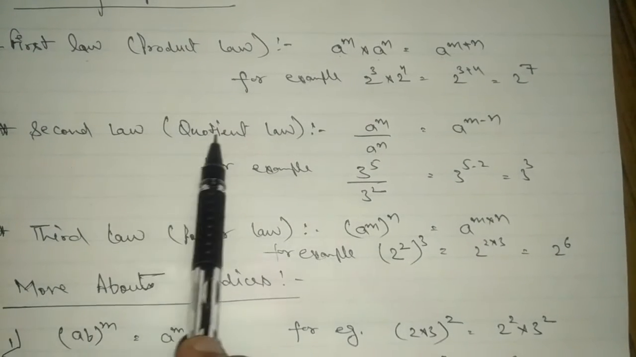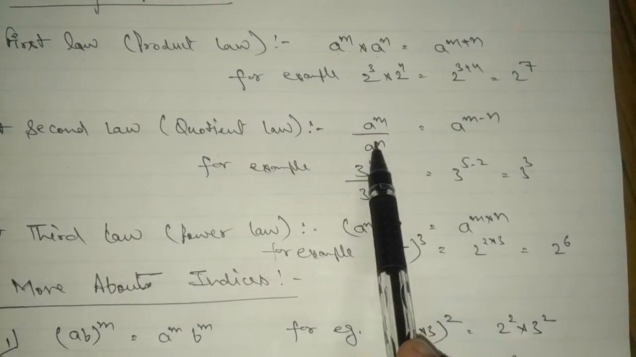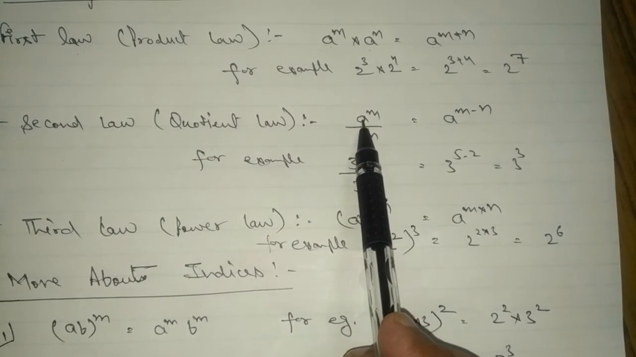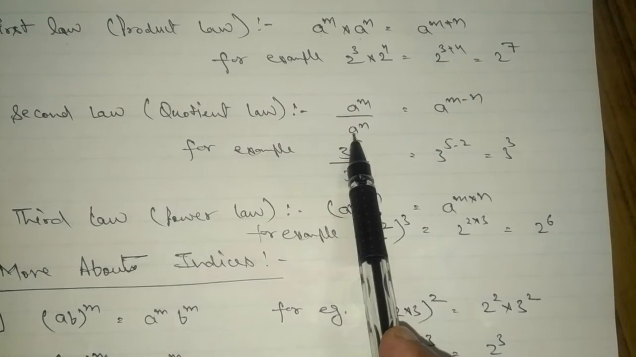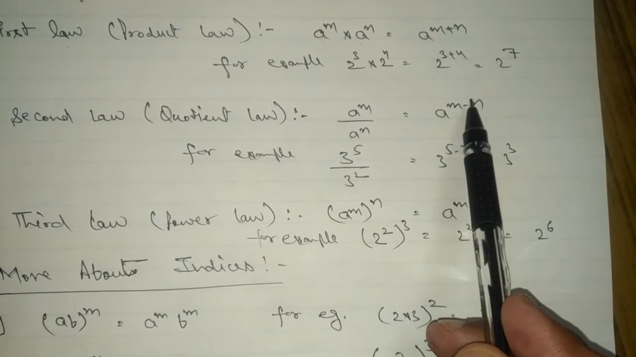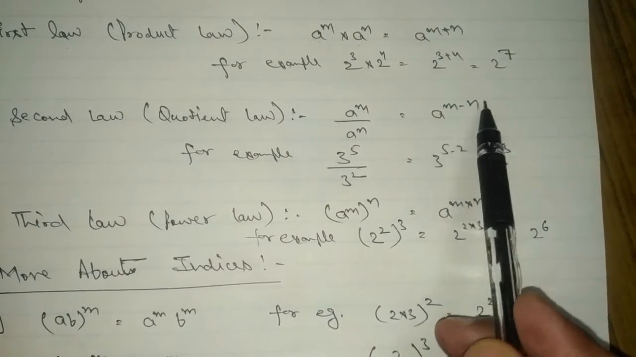Same way, the second law, that is the quotient law. Same thing here also. If the bases are equal, here a to the power m and a to the power n, then you'll have to subtract the powers: a to the power m minus n.